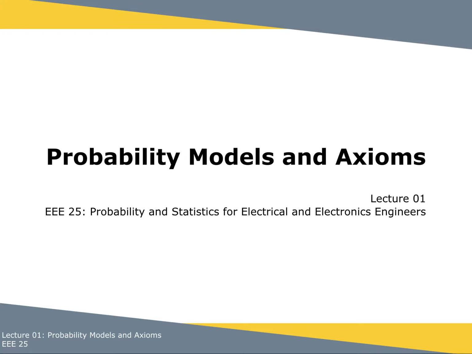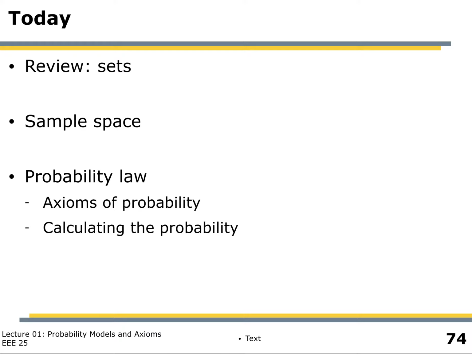We're still in the topic of probability models and axioms. We ended last time discussing probability law, and our lecture was focused on axioms of probability and other properties associated with probability values that can be derived from these axioms. This part of the lecture will be focusing on calculating probabilities associated with events in the sample space.